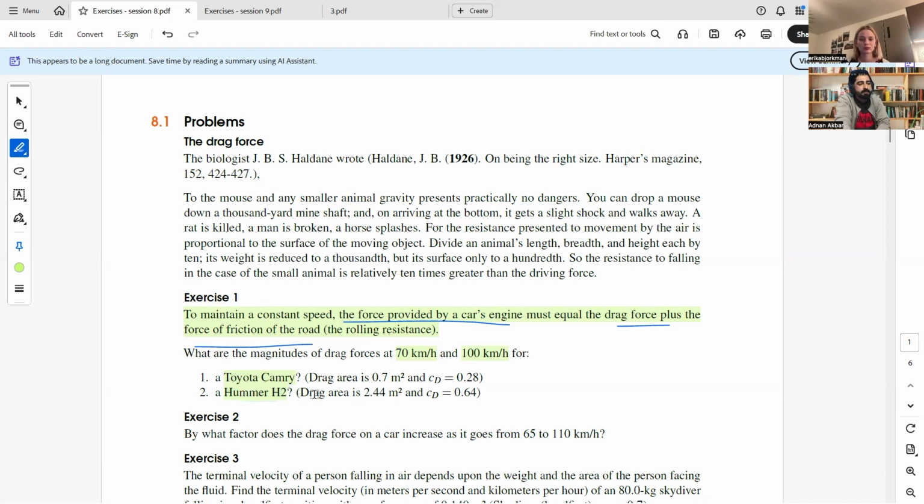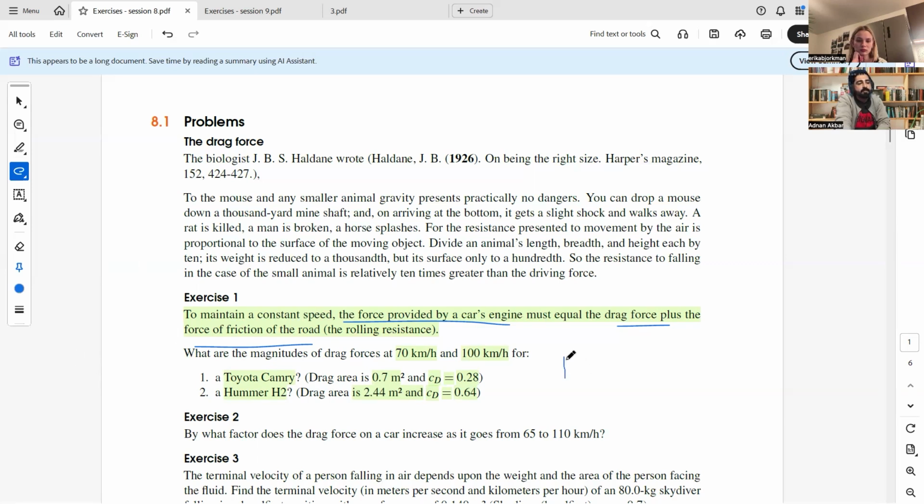These are two vehicles. The information of the first vehicle is an area of 0.7 meters squared and a drag force constant of 0.28. Similarly, for the second vehicle, we have an area of 2.44 meters squared and a drag force constant of 0.64. In both cases, for the different velocities, we have to measure the drag force.